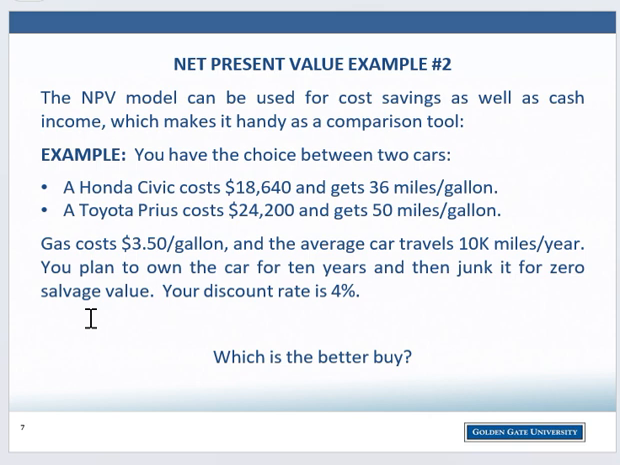And I'm going to assume that on average the car is going to travel 10,000 miles per year. And my discount rate, the cost of capital, is 4%. And the question is, which one should I buy?